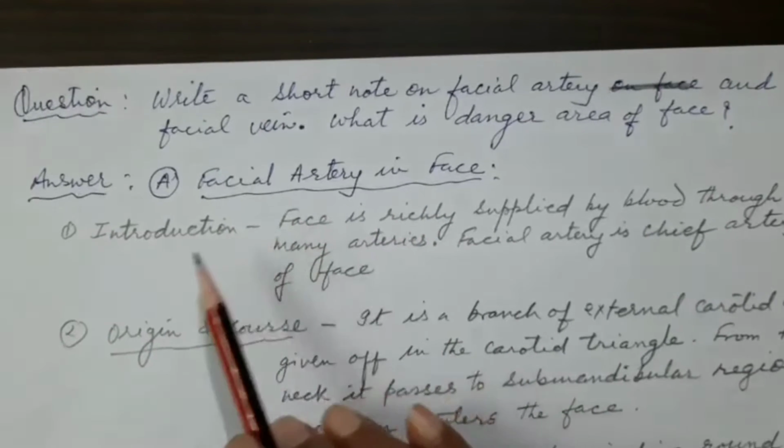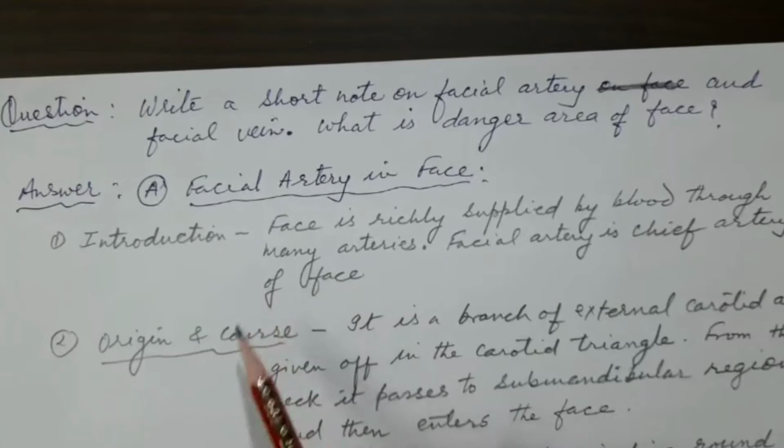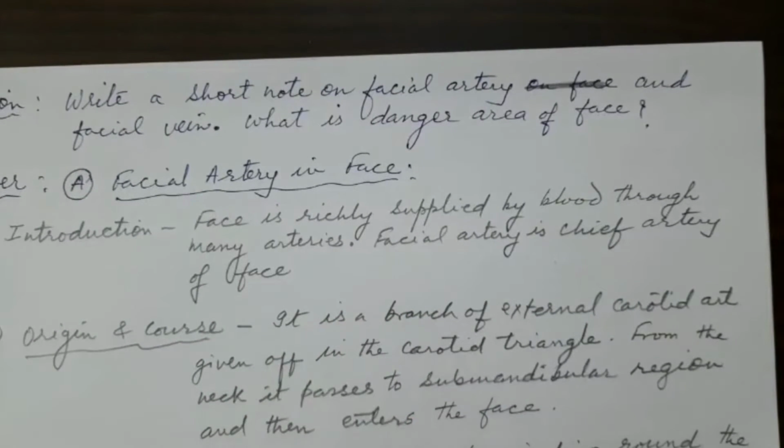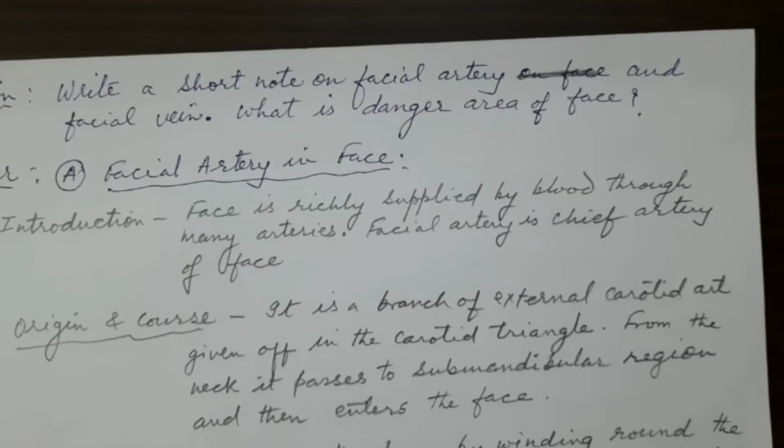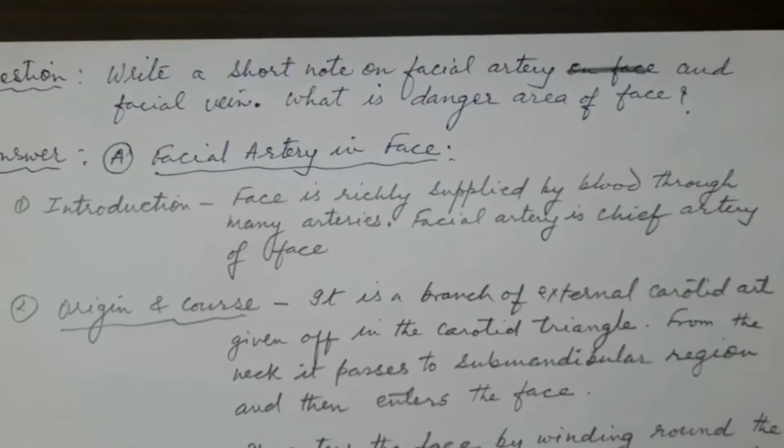If we see the facial artery in face, in an introduction we can say that the face is richly supplied by blood. It has a lot of blood vessels, many of which freely anastomose with each other. Thus the face is very rich in blood supply, through many arteries, not only the facial artery, but there are other arteries also present on the face. But the facial artery is the chief artery of the face, as we will see just now. The main blood supply of the face comes from the facial artery.